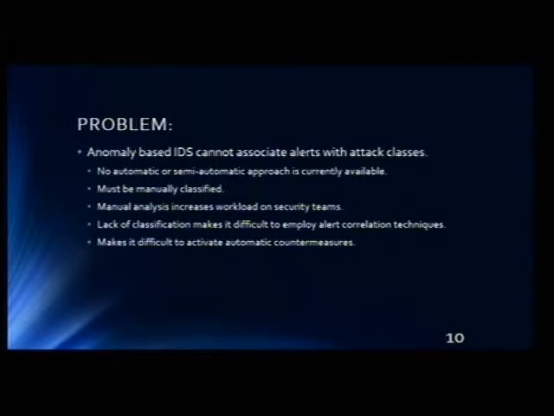Anomaly-based IDSs cannot associate alerts with attack classes. No automatic or semi-automatic approach is currently available. It must be classified to respond to it correctly. Manual analysis increases the workload on security teams, and the lack of classification makes it difficult to employ alert correlation techniques. It also makes it difficult to activate automatic countermeasures. So we need to figure out a way to classify these things.